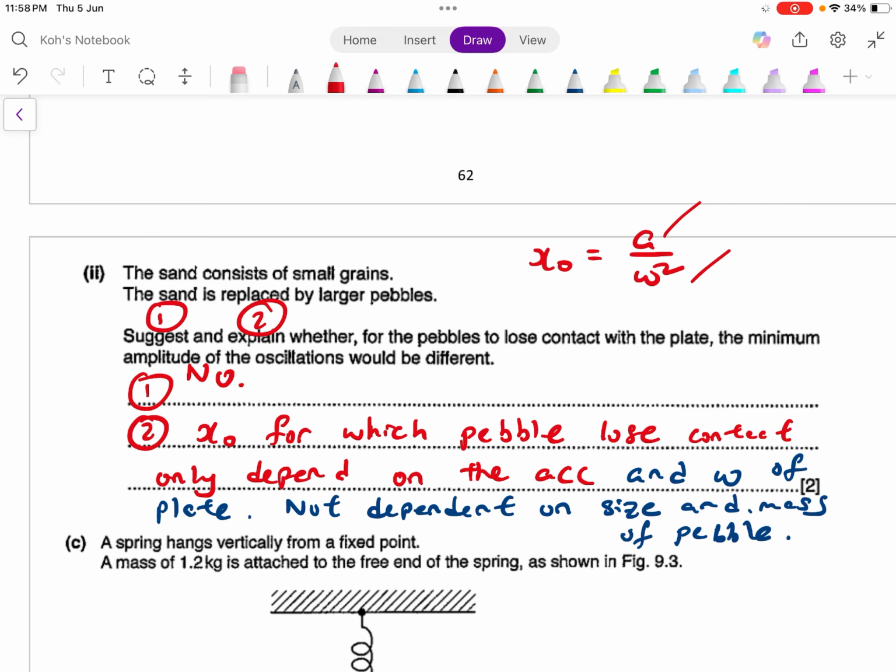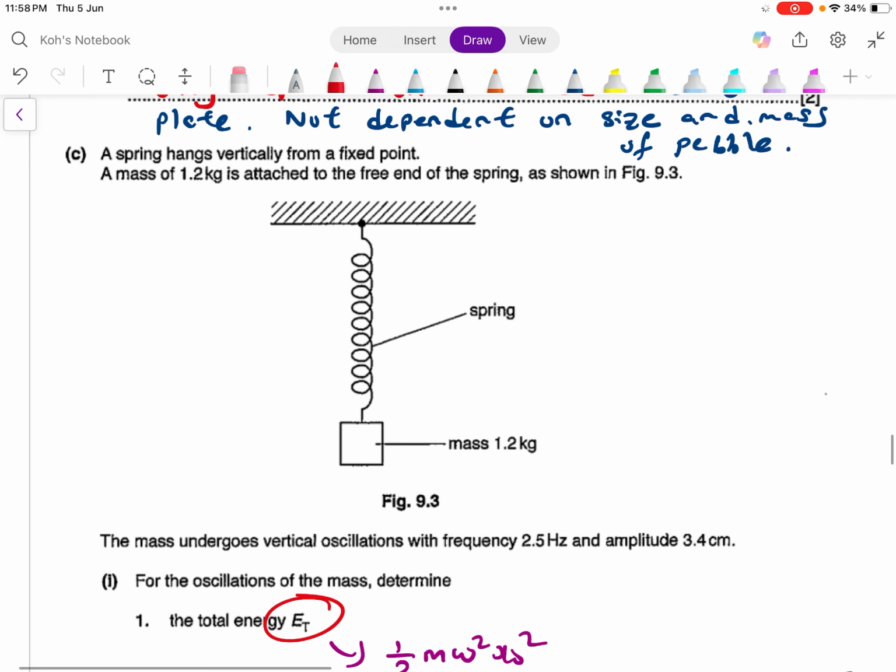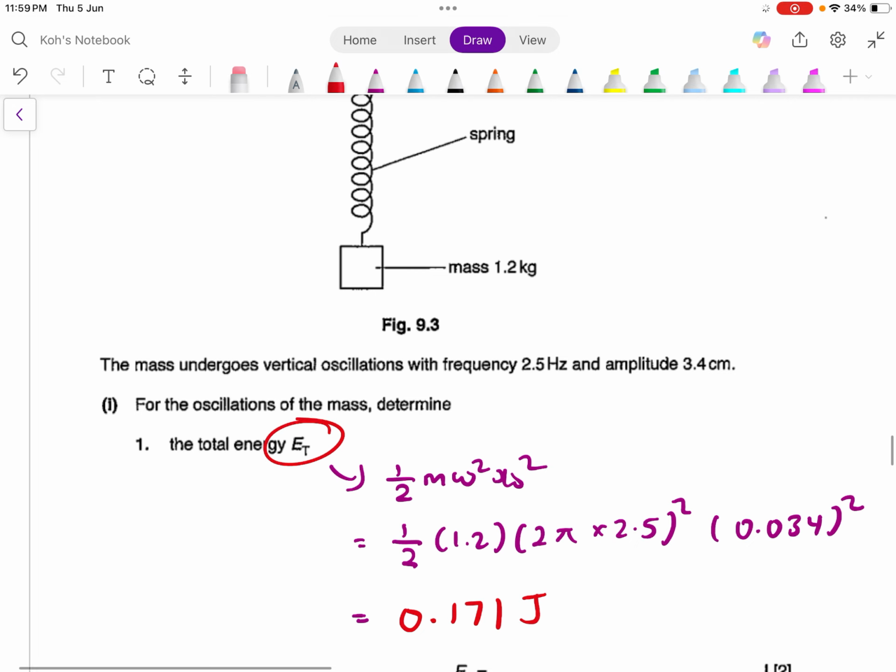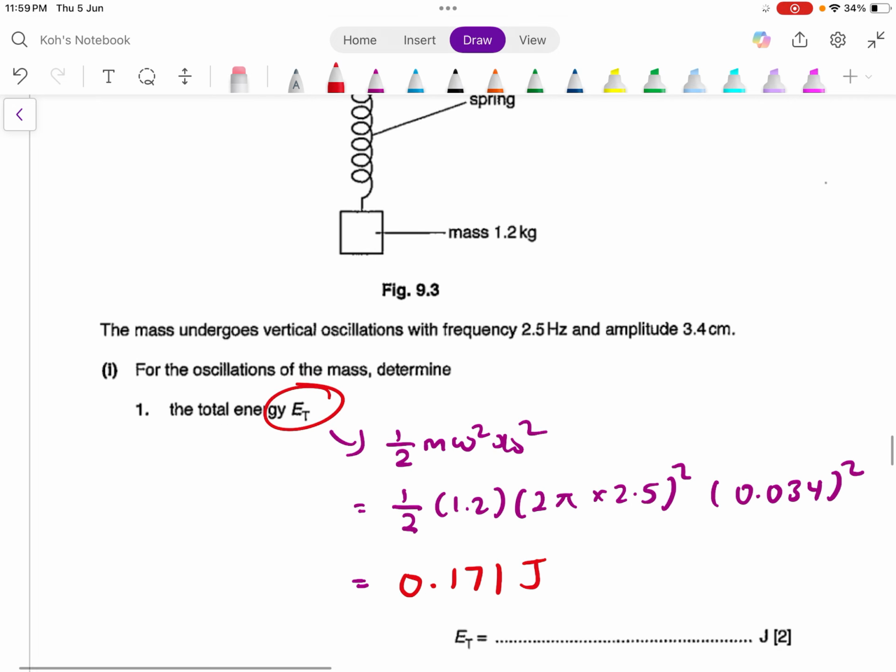So that is for part 2. Okay, let's move on to part C, the calculation. A spring hangs vertically from a fixed point, with a mass of 1.2 kg. The mass undergoes vertical oscillation with a frequency of 2.5 Hz and amplitude 3.4 cm. Determine the total energy of the oscillation.